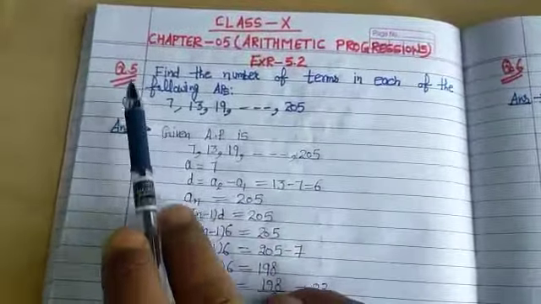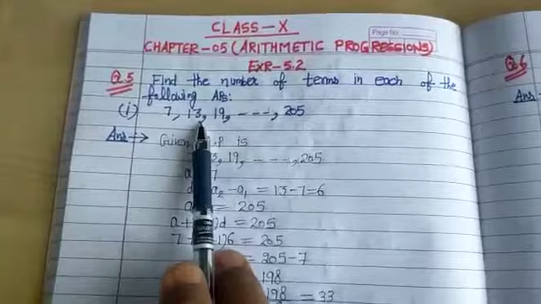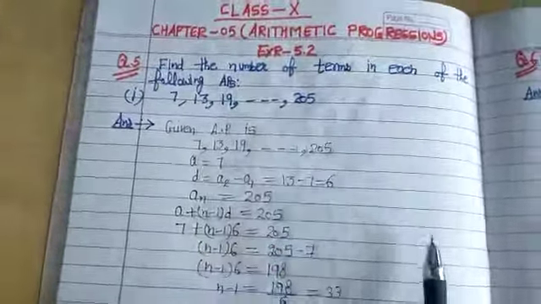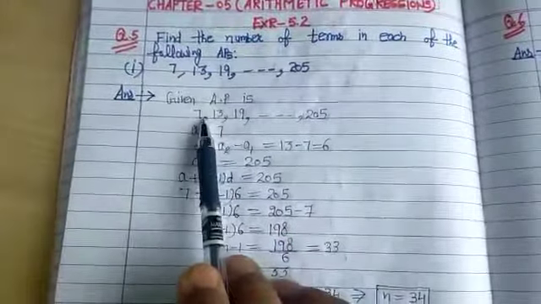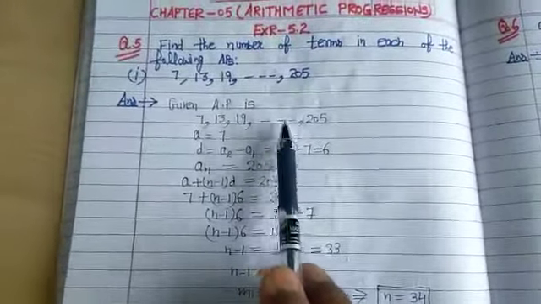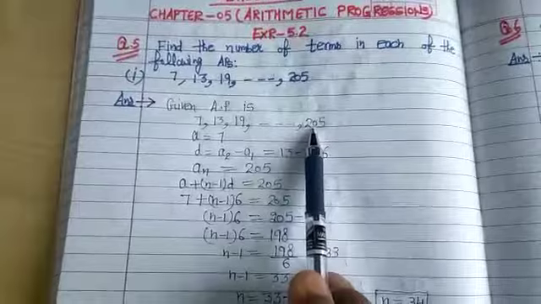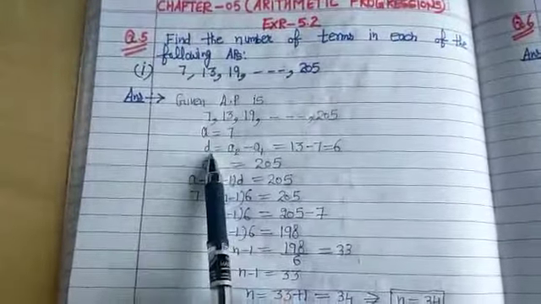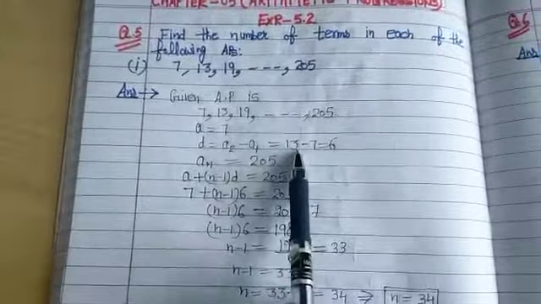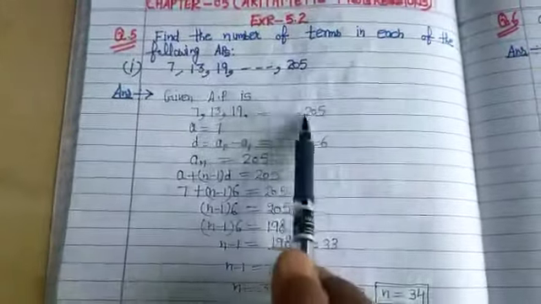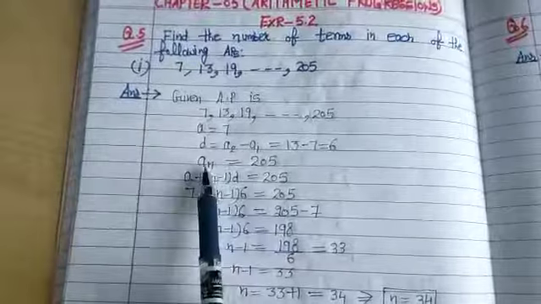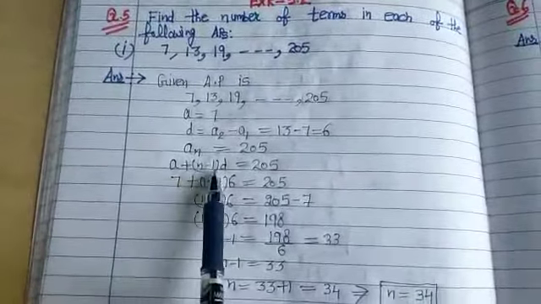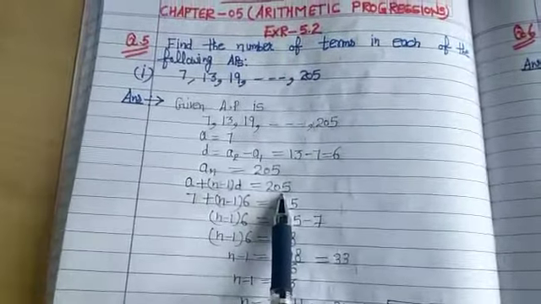The first part of question number 5 is 7, 13, 19, and so on up to 205. So here the given AP is 7, 13, 19, and so on, and the last term is 205. a is 7 and the difference is the second term minus the first term, that is 13 minus 7, which is 6, and 205 is the last term, so an is 205. The formula of the nth term is a plus (n minus 1) into d, which is 205.